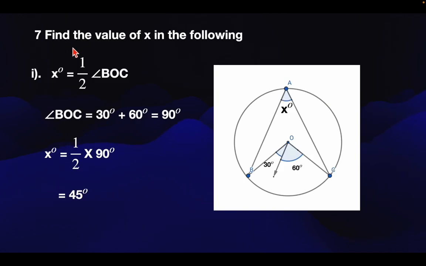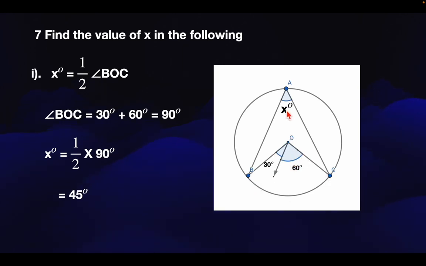Okay, question 7, find the value of x in the following. So here they have given this figure. So this is 30 and this is 60. Okay, so here you can see that this arc subtends this angle at the center and this angle at one point on the circle. Can you see this? This is the angle subtended at the center by this arc. So this angle at the center will be 2 times this angle.